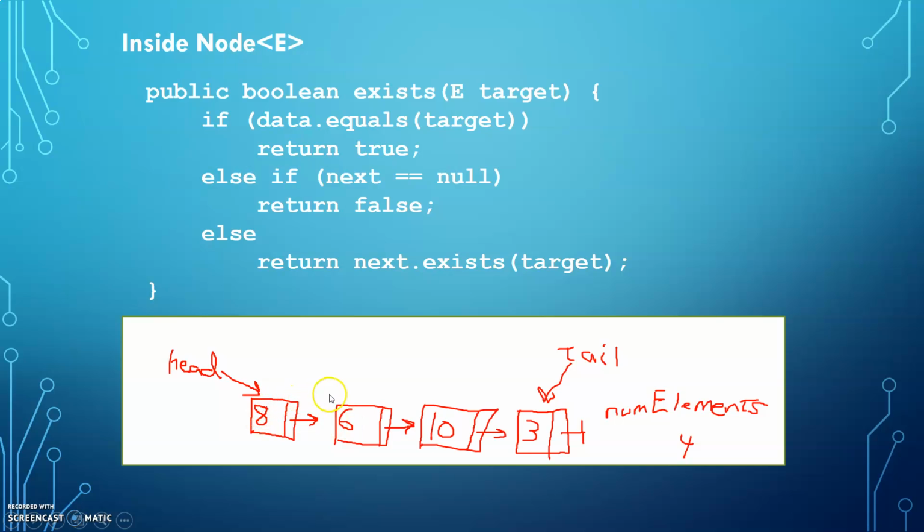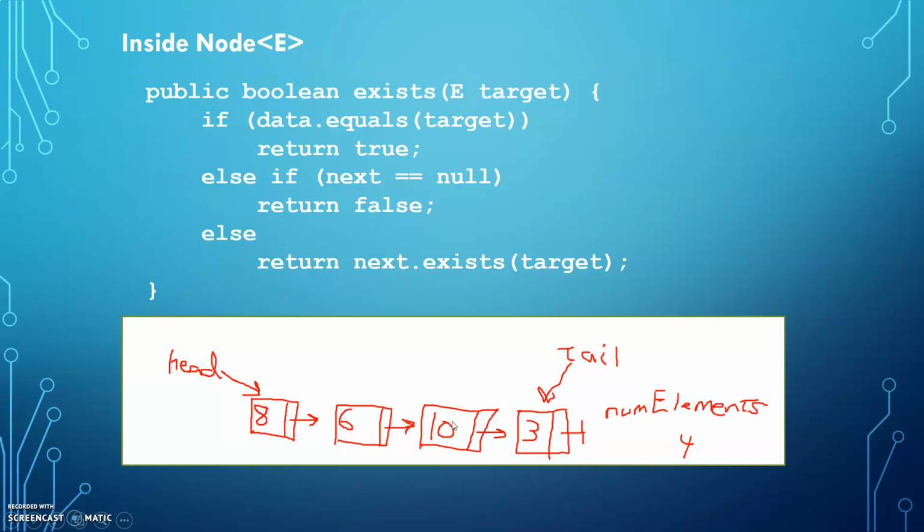Then control goes over to this node. Now exists is running on this node. The data being referred to here is this node's data, and it will be comparing, does this data equal the target we're looking for? If not, it'll look at next to see, is it null? If it's not null, it'll turn to the node after it and say, does the target exist in your list? So this call, next exists target, is saying, let's go to this next one and find out, does it exist here?